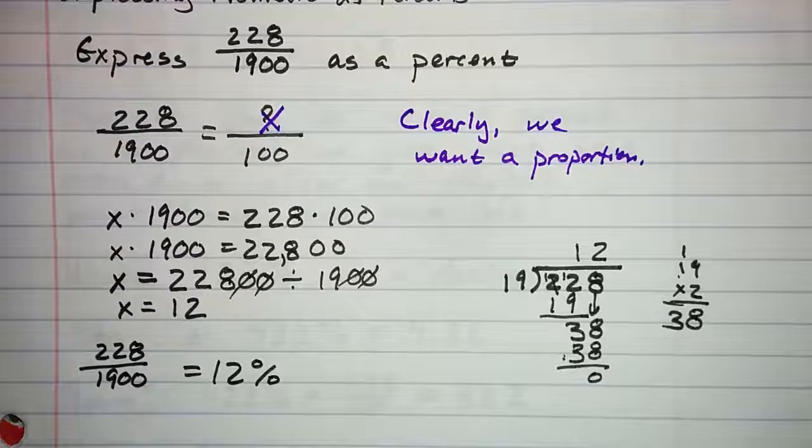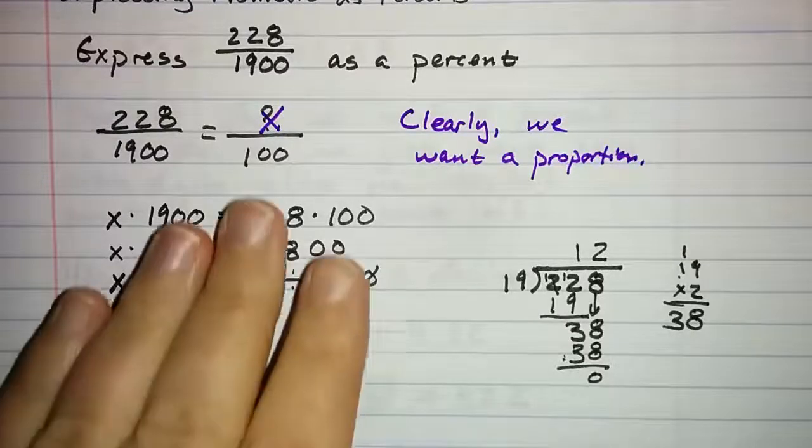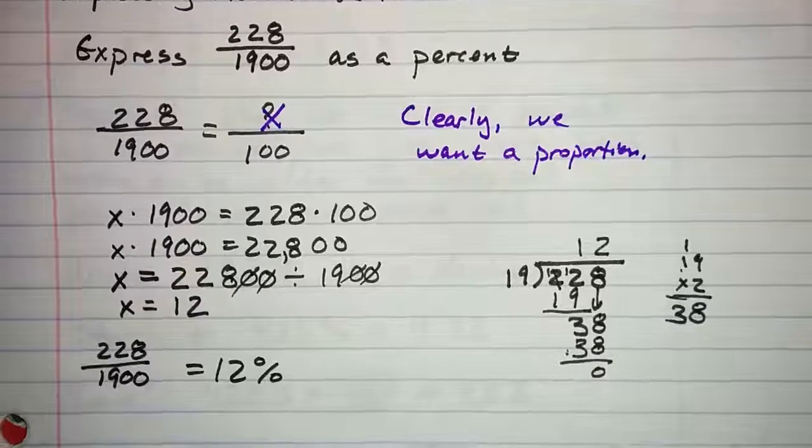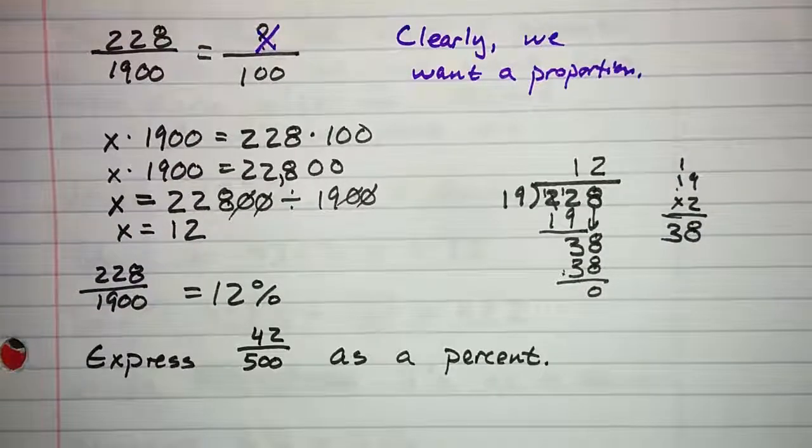All right, I'm going to give you one of these to try where you start with a fraction, because those are the easy ones to express as a percent, because there's this obvious proportion. Express 42 out of 500 as a percent. Pause the video and try this now.